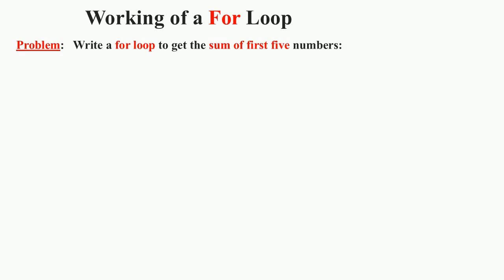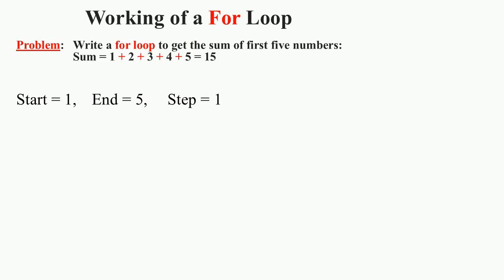Take a problem: find the sum of the first 5 natural numbers using a for loop. The sum is 1 plus 2 plus 3 plus 4 plus 5. That gives a sum of 15. Now, let's work out this problem using a for loop in computer programming. To start with, the starting number is 1, and the last number, that means the end number, is 5, with a step of 1. This means each number is incremented by 1 from 1 to 5. Initialize the sum to 0.